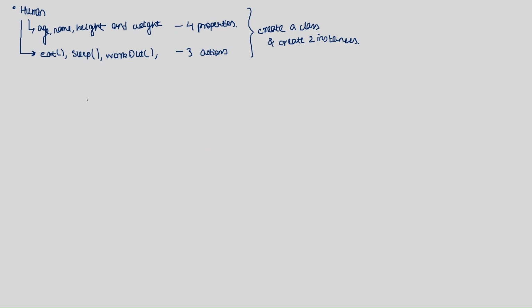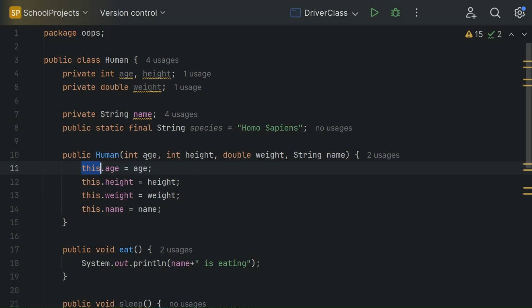Now, you have the human class. Let's say at this point in this place, you have age as a local variable. For the scope of this constructor, age is a local variable. But here in this human class, age is an instance variable. So the compiler is confused. If you omit this keyword, the compiler is confused. Which age are you referring to?